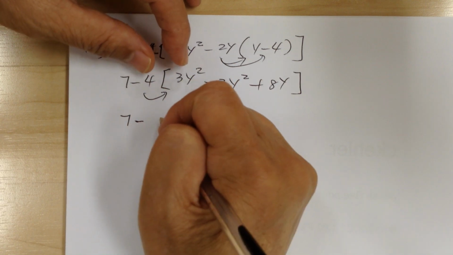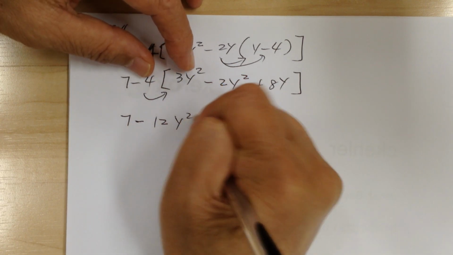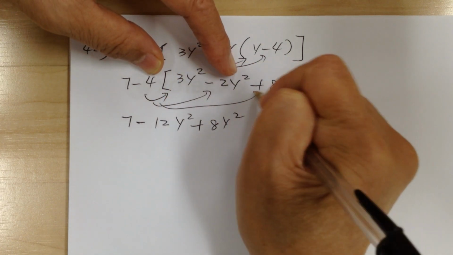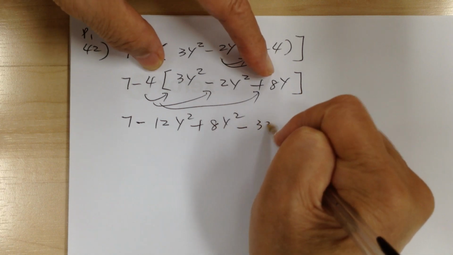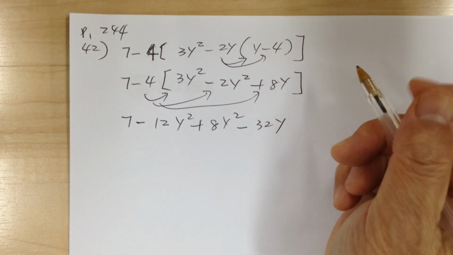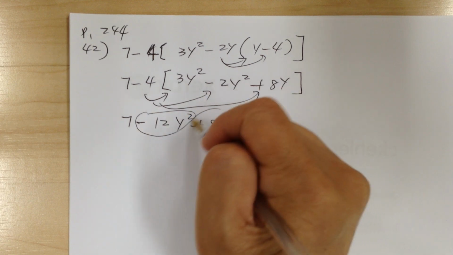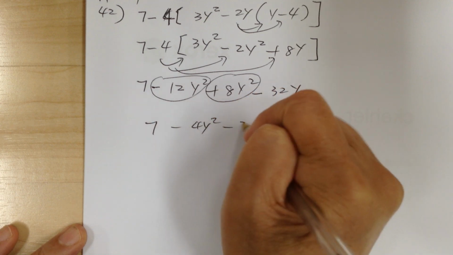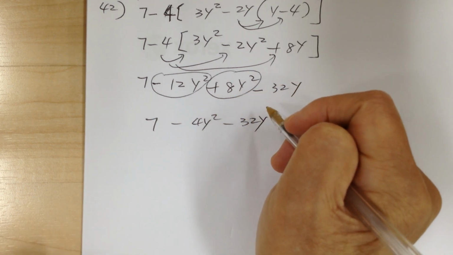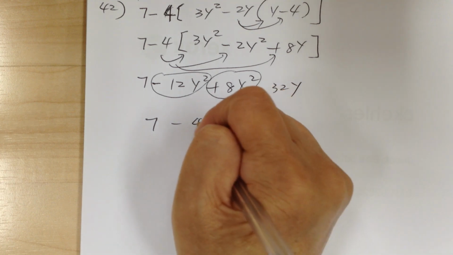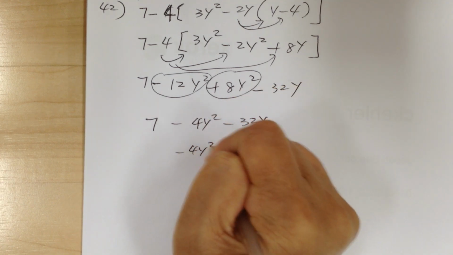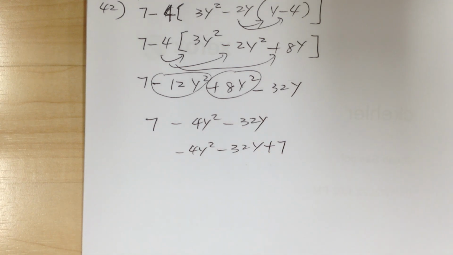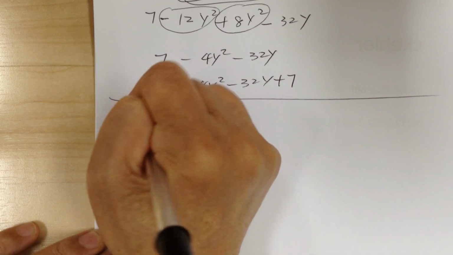So the sign is negative, 3 times 4 is 12, and you get y squared. Again, this would be plus 8y squared. Multiply, so this would be negative 32y. Then let's combine the like terms. It looks like this one and this one can combine. So you've got 7 minus 4y squared minus 32y. Now, if you want to arrange in the correct order, that's fine. You don't have to, but normally it's a good idea to arrange this in order. Okay, let's go to the next one.